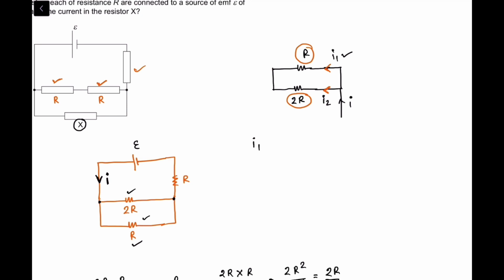There is a very easy formula for this. I1 would be equal to, first of all, write the opposite resistance. What is the opposite resistance? 2R, right? Divided by the sum of the resistances, that is R and 2R, so 2R plus R. Multiply it with the original current flowing in the circuit, that is I. So I1 would be equal to 2 by 3 times of I.